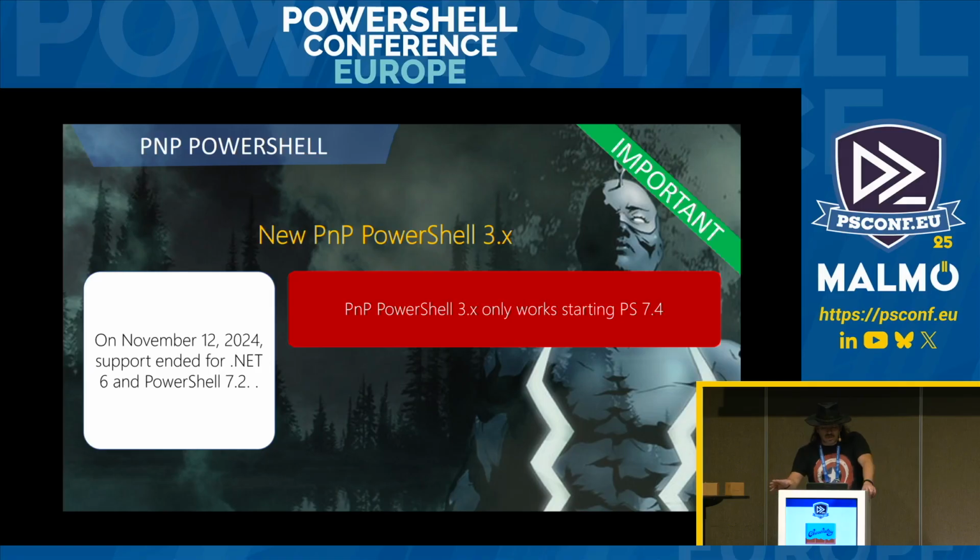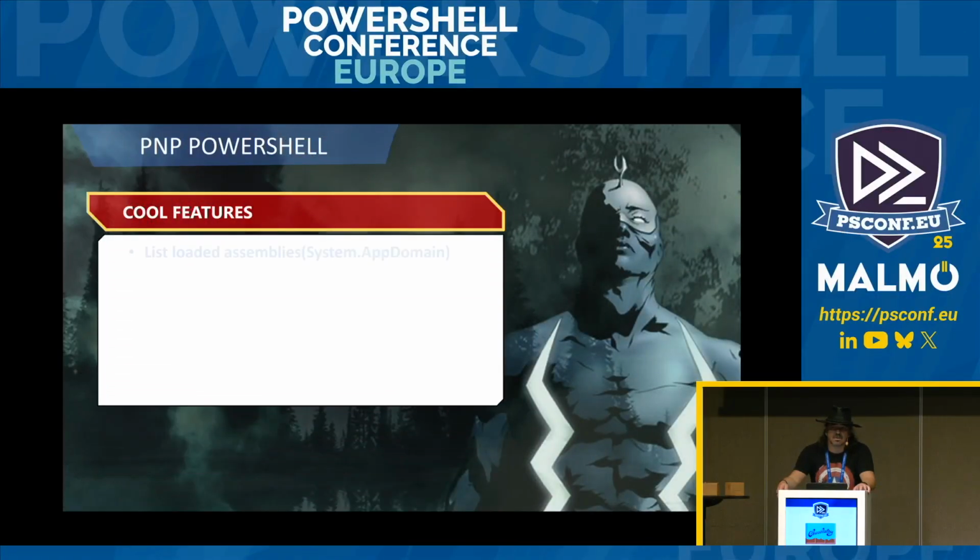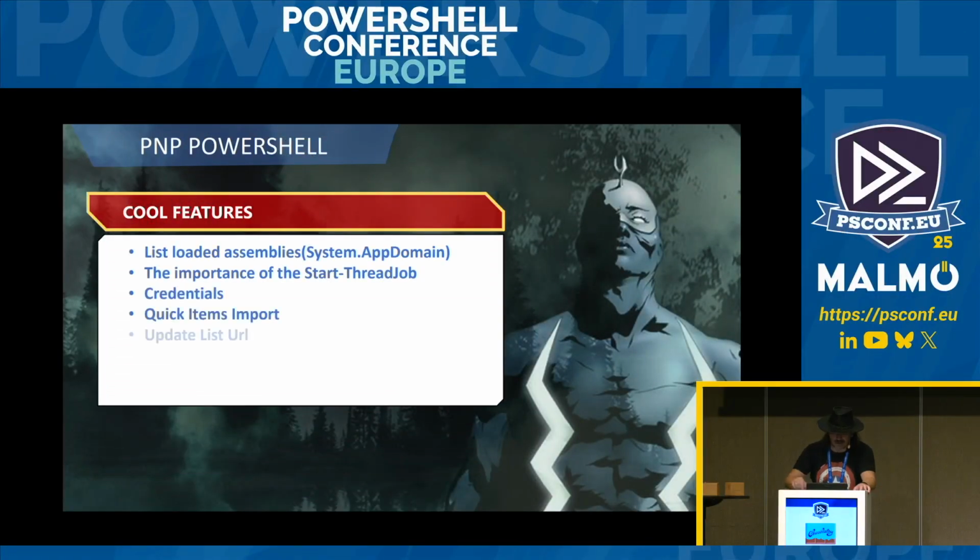So the new version from 3 forward only works with PowerShell 7.4. Exactly 7.4, since 2 weeks ago. And that's it. Is everybody aware of this kind of thing, or is it more or less trial and error, where you try and see what works and what's wrong and what's not?